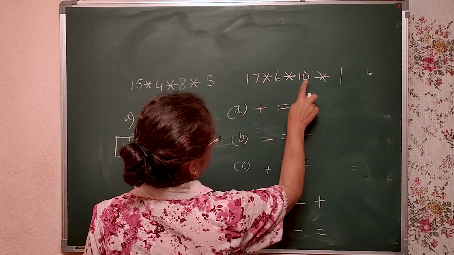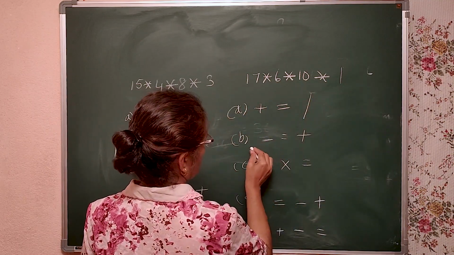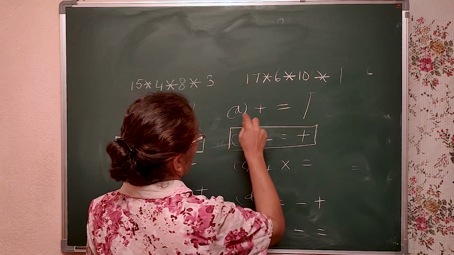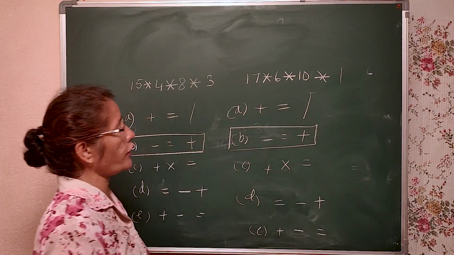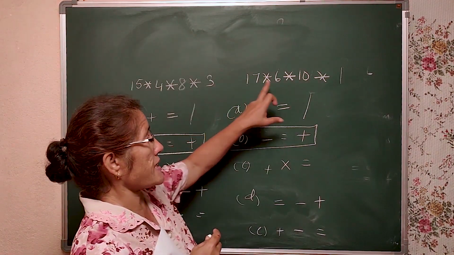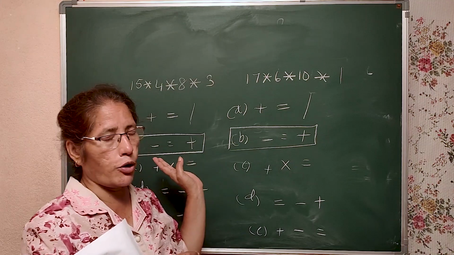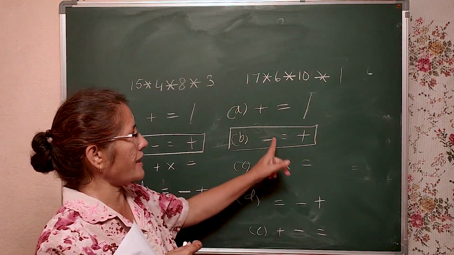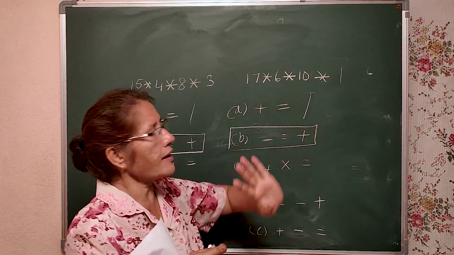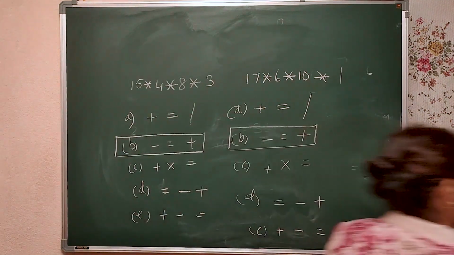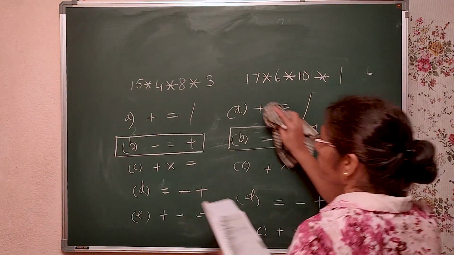17 minus 6 is equal to 10 plus 1. So, some of you can make out immediately. Otherwise, you go for each and every option. 17 plus 6, 23, is equal to 10 divided by 1, which is 10. No. 17 minus 6, 11. 10 plus 1, 11. Let me do the next problem.